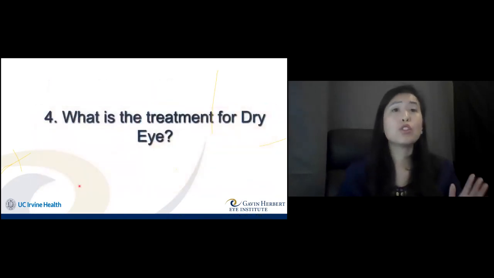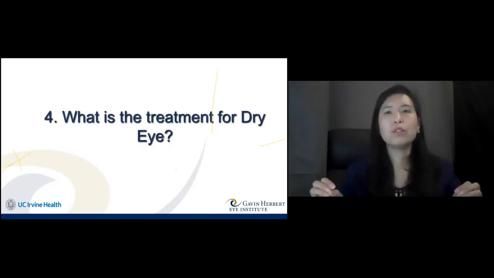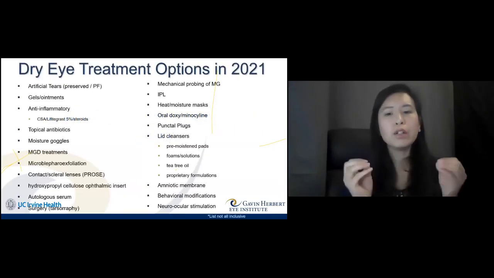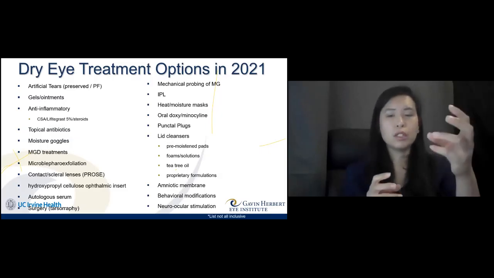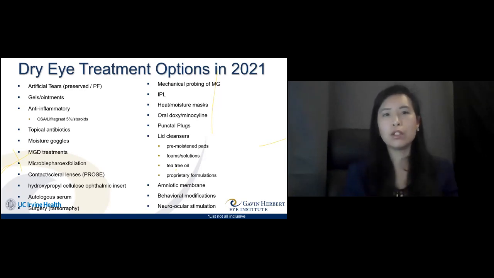So what is the treatment for dry eye? This is a big question without a simple answer, because there are so many treatment options, and there isn't one perfect treatment that works perfectly for everyone. I want you to think more about this like it's a menu, and you need to choose things off the menu that work for you. So there should be a personalized treatment for each patient depending on their diagnosis, the severity, their lifestyle.